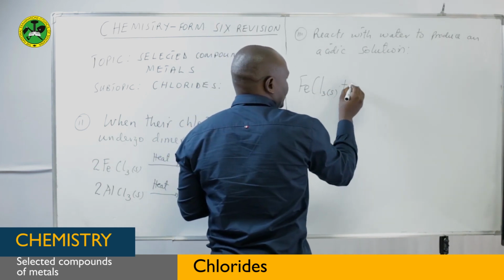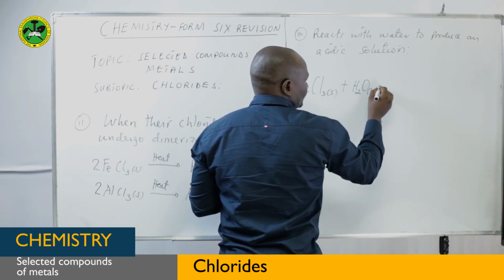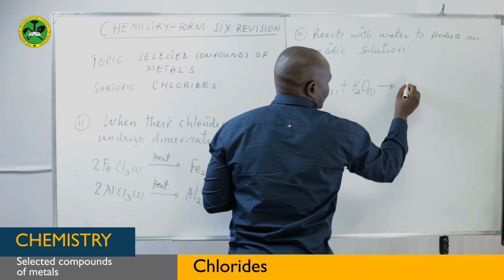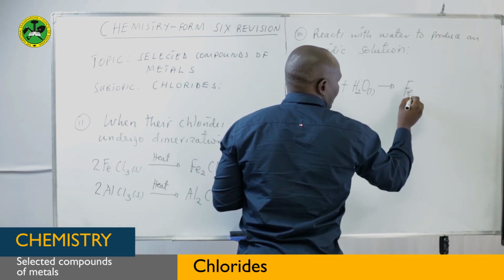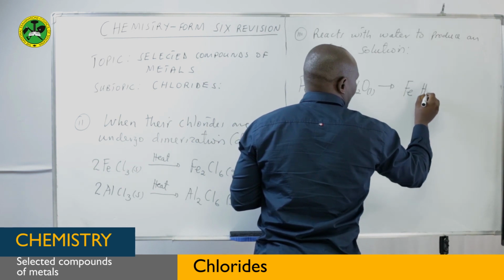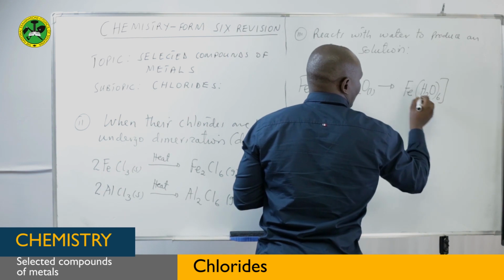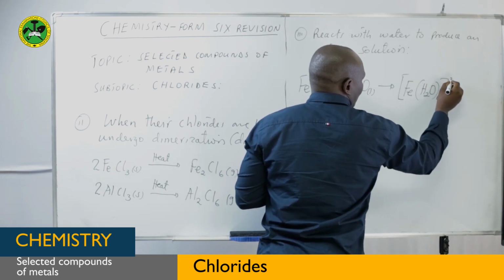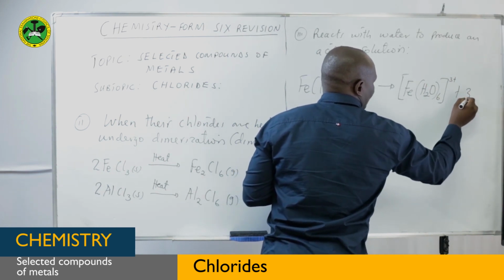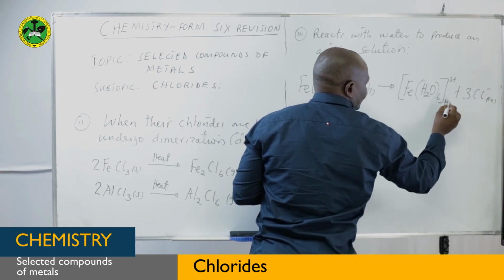This one, when reacted with water, undergoes hydrolysis to form the resulting product, which is our complex product of hexa aqua aluminium 3 ions, plus 3 chloride ions there. So this is aqueous.